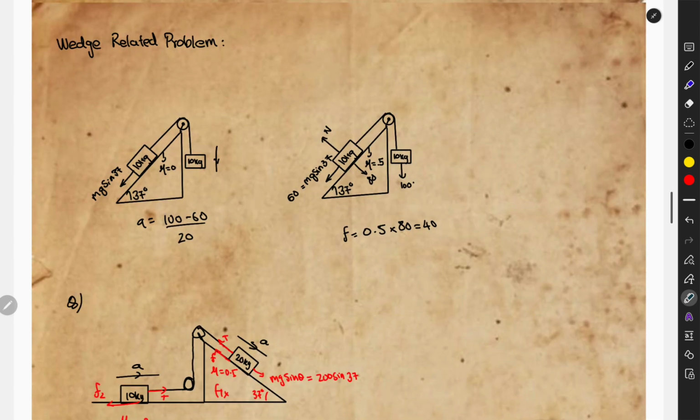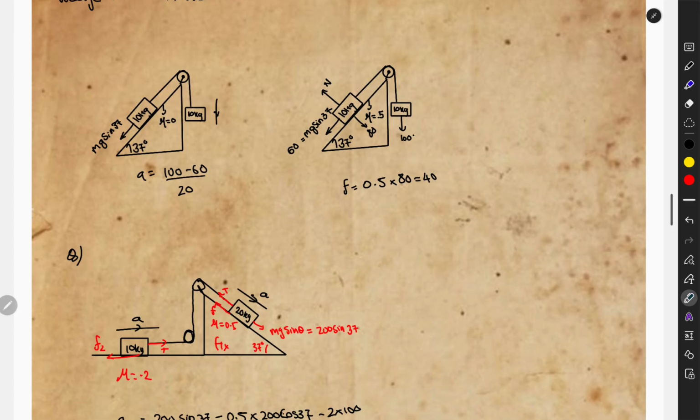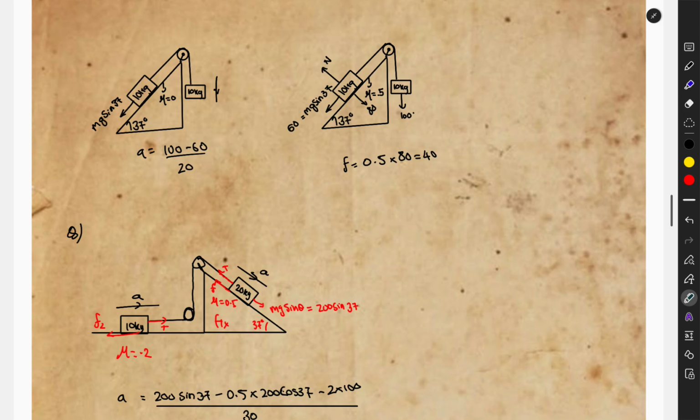So next is wedge related problems. So wedge related problems, I think the component division is the main thing. Until you do that, the rest of the things are pretty simple.